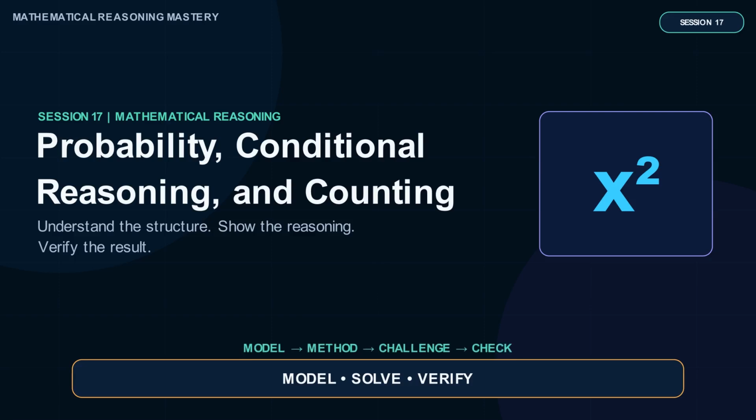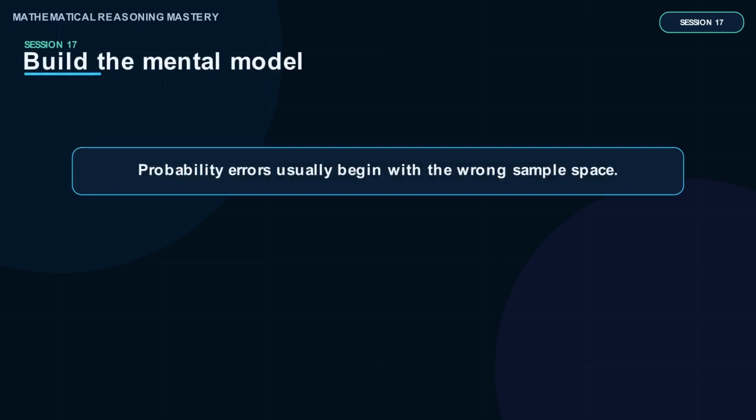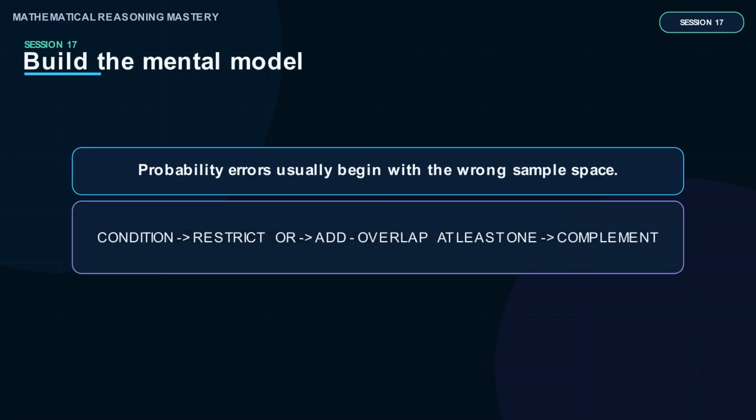Keep a pencil ready. We will build a mental model, use a repeatable method, solve a demanding example, diagnose an error, and finish with an independent checkpoint. Start with this principle. Probability errors usually begin with the wrong sample space. Use this visual structure. Condition means restrict, OR means add, overlap or at least one means complement. Read every symbol and label before calculating.